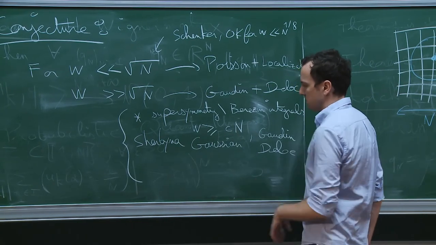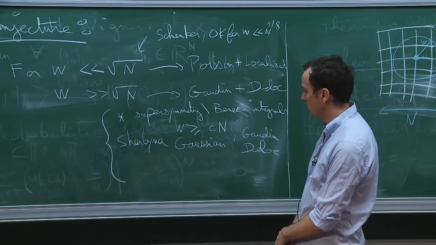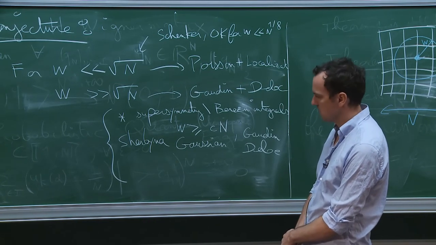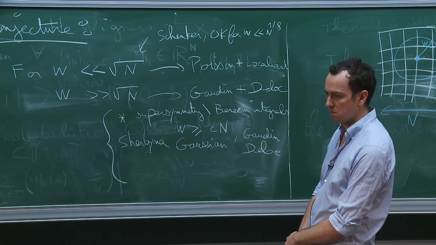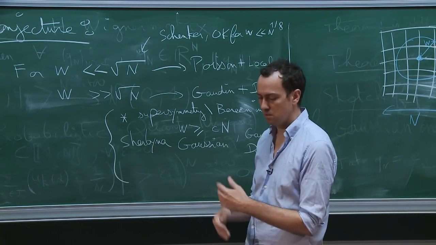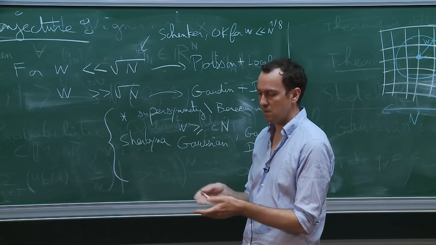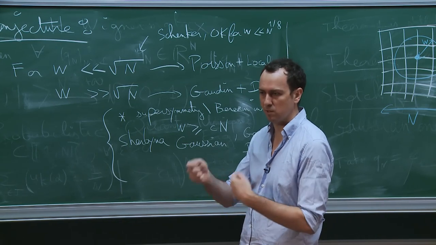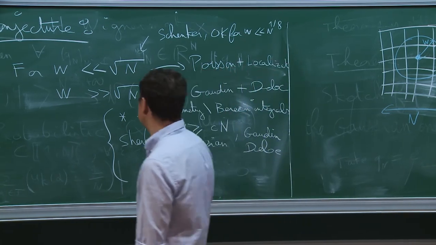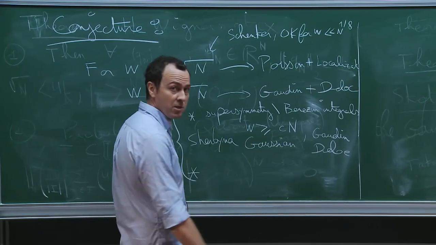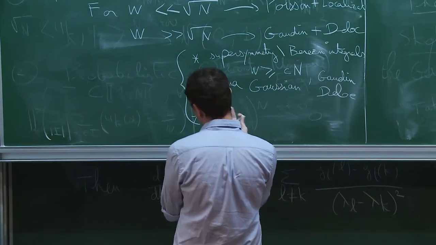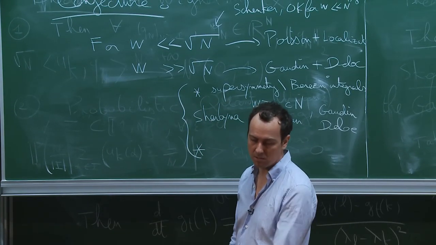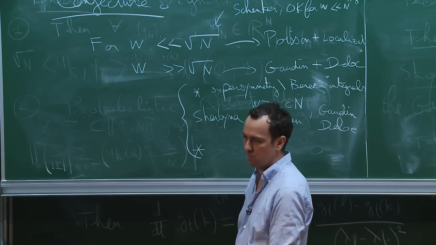With the supersymmetry method, there is also work of Bauer and Erdős, who prove delocalization in some regime. I think W up to n to the 6 over 7, something like this. But this is always in the sense of either Gaussian entries or entries that match Gaussian random variables up to fourth moment, because then you can do some moment matching. And what I want to just mention in the next 15 minutes is how the QUE picture and the dynamics can help also to understand this problem on the delocalization side.